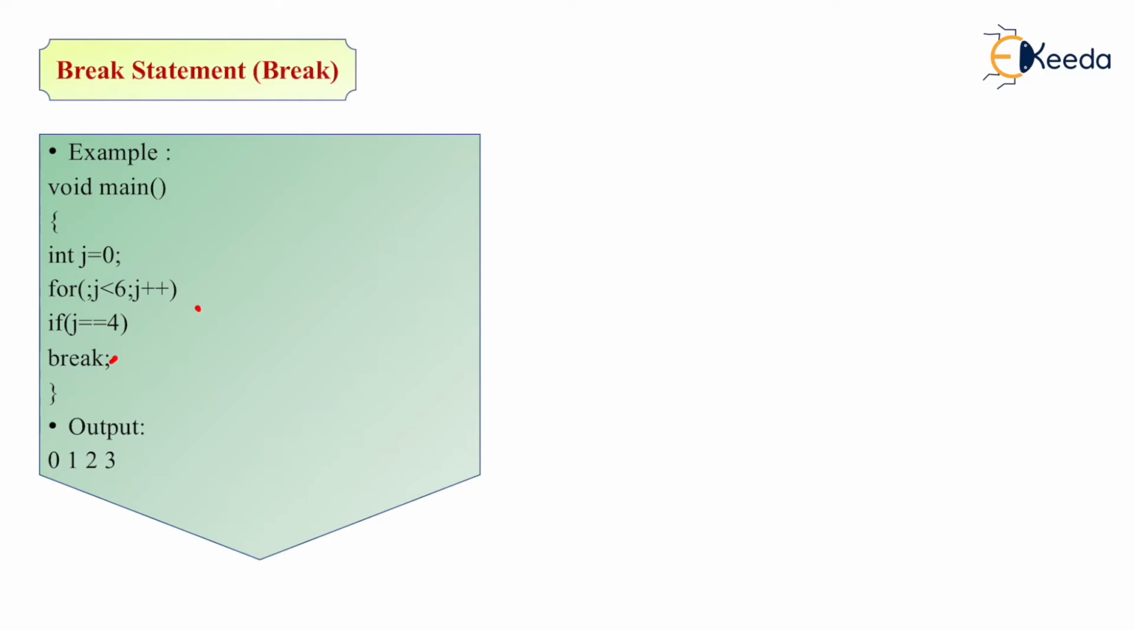But when the value of j becomes 4, it will directly come out of the loop. So we can say we are getting the output as 0, 1, 2, 3, and when the value of j becomes 4, you will come directly out of the loop.